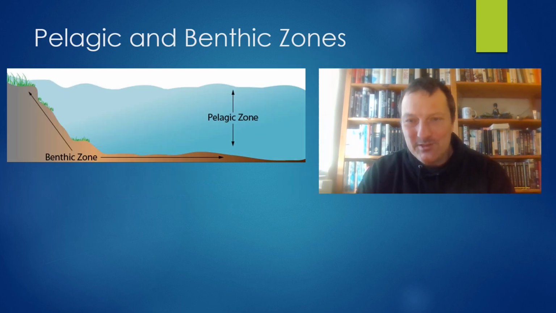As always, when we have a new chapter in marine science, there is a lot of vocabulary, and the two words we have to focus on here are pelagic and benthic. Pelagic is everything in the open water, and benthic is everything at the bottom or very close to the bottom of our ocean.